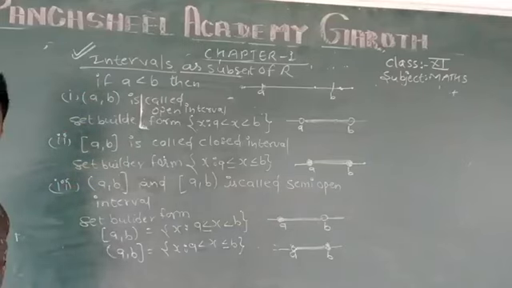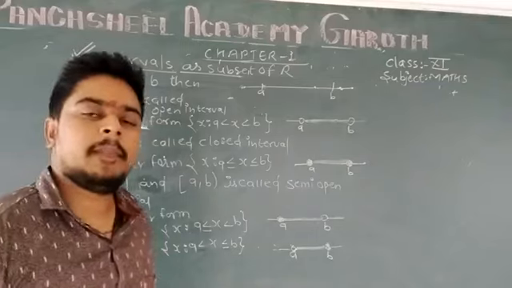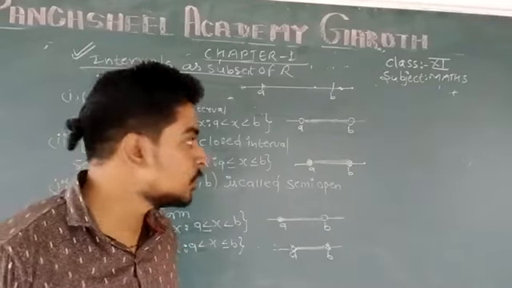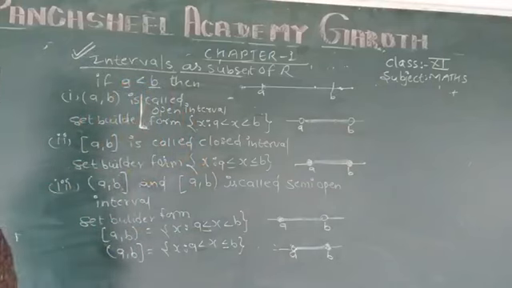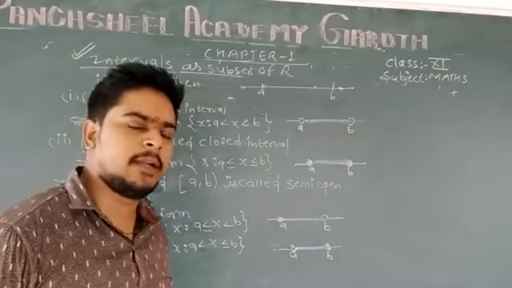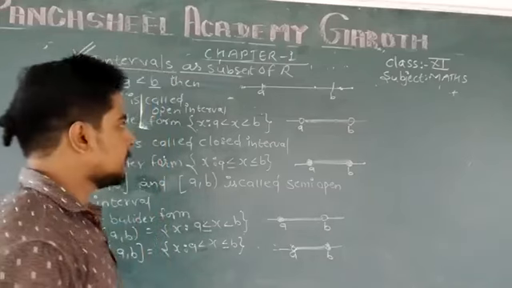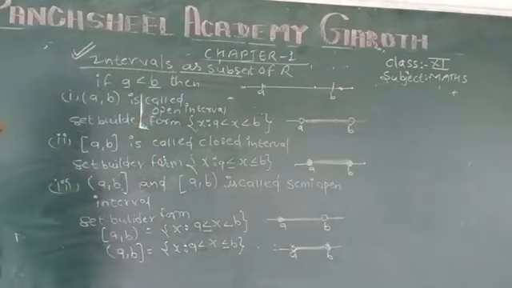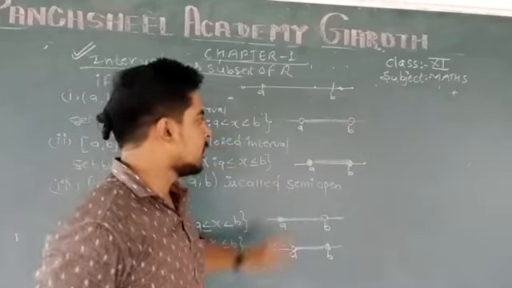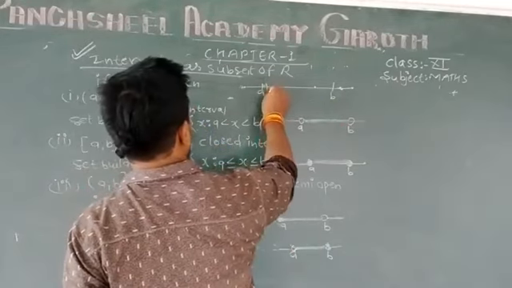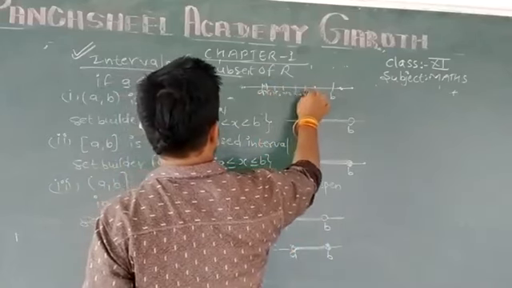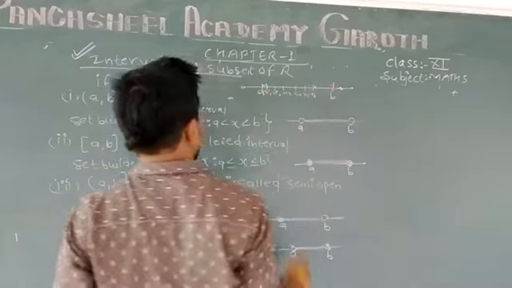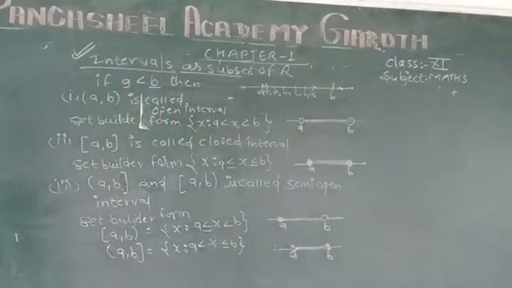What is an interval? We take two arbitrary values and say A is less than B. It means that I am talking about any two values we can take here, such that there are so many values between A and B. Suppose x1, x2, x3, x4, x5 and x6 and so on. There are so many values between A and B.